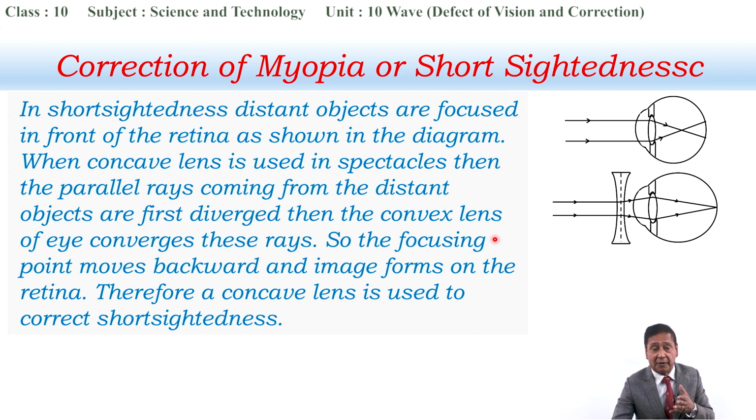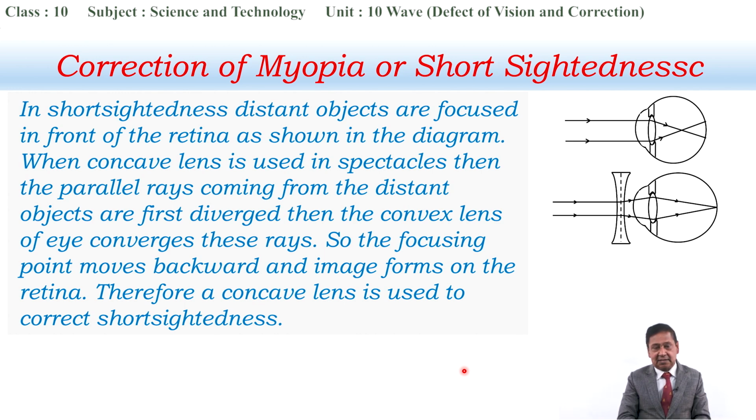distant objects are first diverged by this concave lens, and then the convex lens of the eye converges these rays. So, the focusing point moves backward and the image forms on the retina. The focusing point was here in the previous class. Now, it moved backward and the image is focused on the retina. Therefore, concave lens is used to correct short-sightedness. This is the reason why we are using a concave lens.